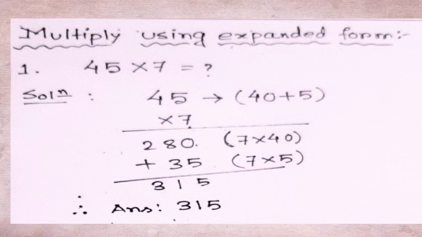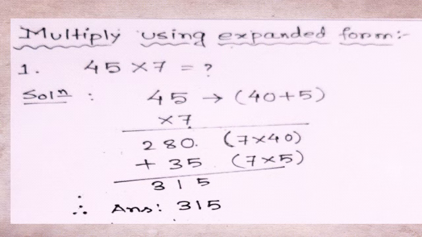Today we have discussed multiplying using expanded form. First of all, you have to multiply 45 by 7. So first of all, choose the biggest number. Here the biggest number is 45, so we have to write it in the upper portion. First of all, you need to expand it. If we expand 45, we will get 40 plus 5.